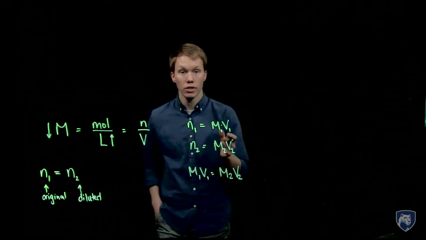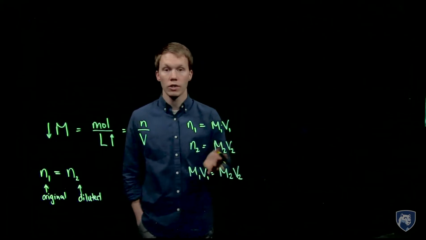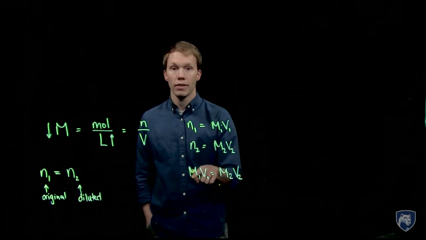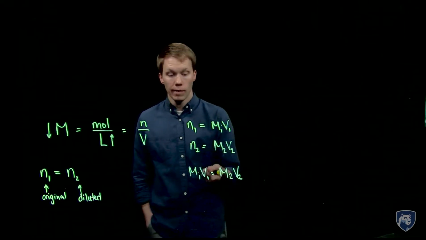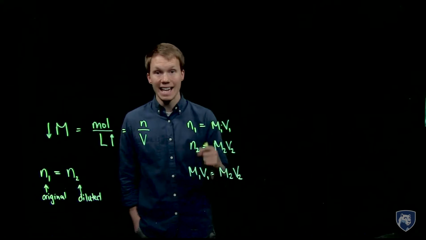And this is the dilution formula. You may have seen it before. You can use C rather than M here. So C for concentration, M for molarity. It doesn't have to be in molarity. It can be in any concentration unit.